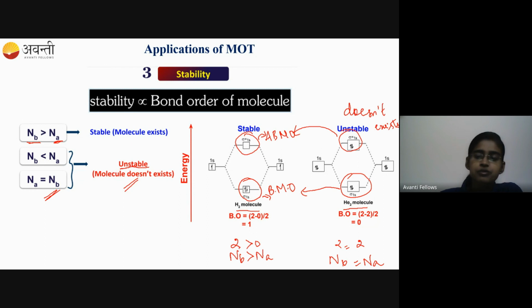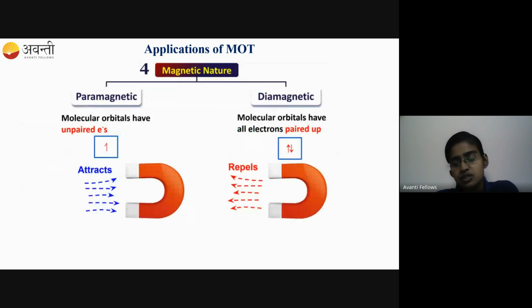Now coming to the fourth application, it is magnetic nature. There are two different types of magnetic nature: one is paramagnetic and the other is diamagnetic. The molecular orbitals which have unpaired electrons are paramagnetic in nature. If we bring that substance into the presence of a magnetic field, the substance will get attracted to the magnetic field. Those substances are called paramagnetic substances.